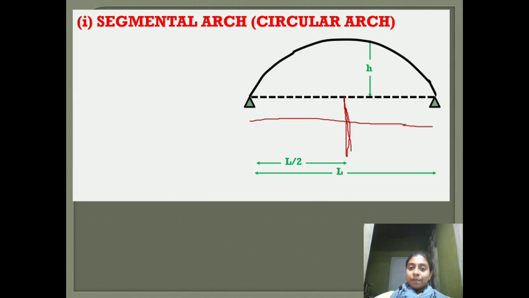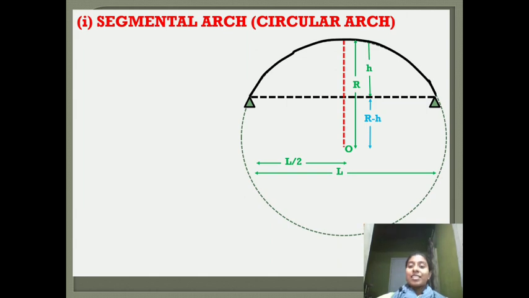Because our supports are at the same level, from the span to the crown, this is the crown, the height is taken as h, or rise. This is called the rise. From the span to the crown is called the rise of the arch. So this rise is taken as h.